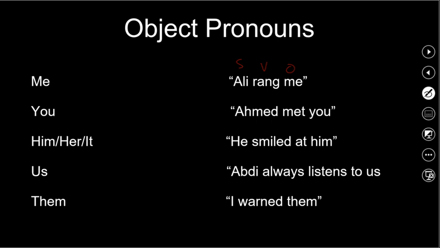Him, her, it. He smiled at him. So using him, he smiled at him. So this is the object. This represents the object. So this him, which is the object pronoun, it actually represents the object.